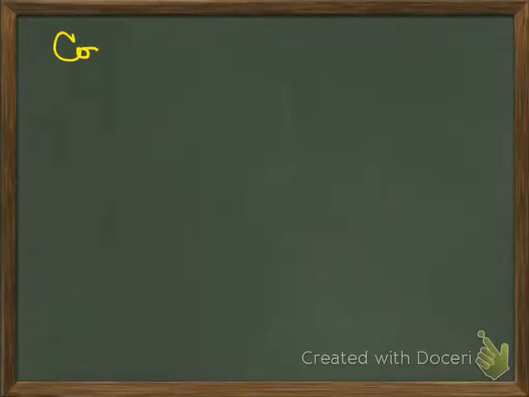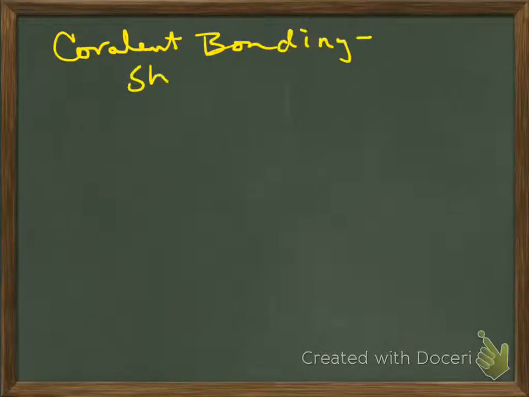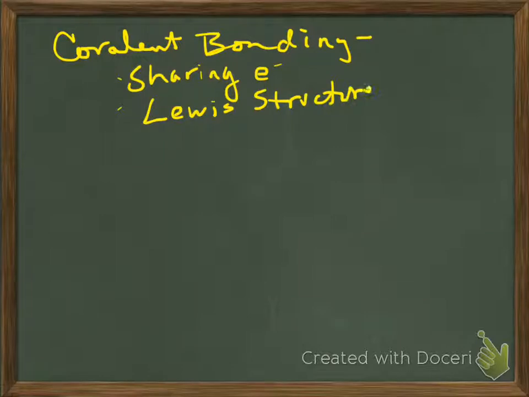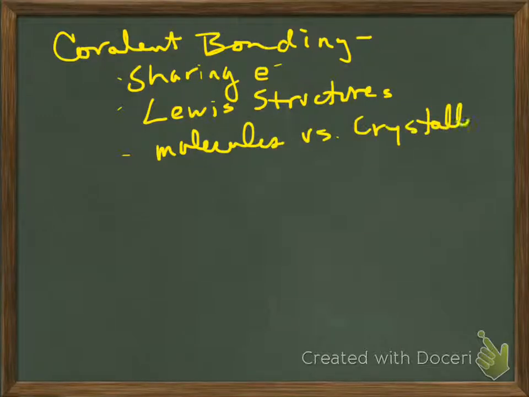Okay, let's start with covalent bonding, or continue with it, I should say. This is sharing electrons, and this is where we can draw those Lewis structures. We make molecules as opposed to crystalline structures with ionic compounds.